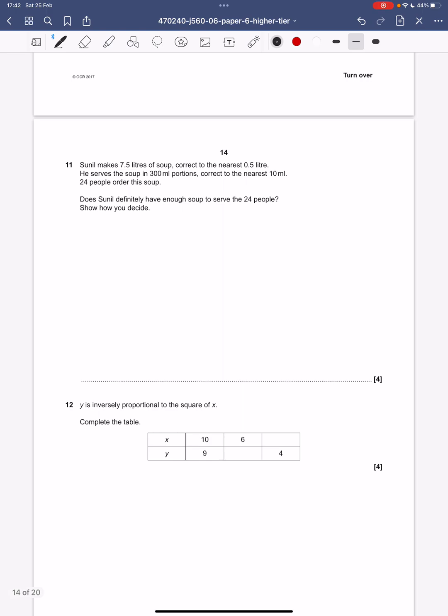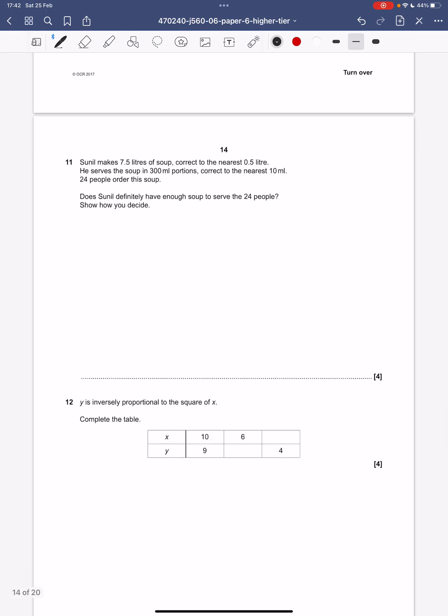Right, number 11. Sunil makes 7.5 litres of soup, correct to the nearest half a litre. So that means he's made between 7.25 to 7.75 litres. Because if he's gone either side of them, if he's gone to 7.2, say, that's going to go down to 7. If it's gone to 7.8, that'll go to 8. So that's what he's got there. It's somewhere in between there.